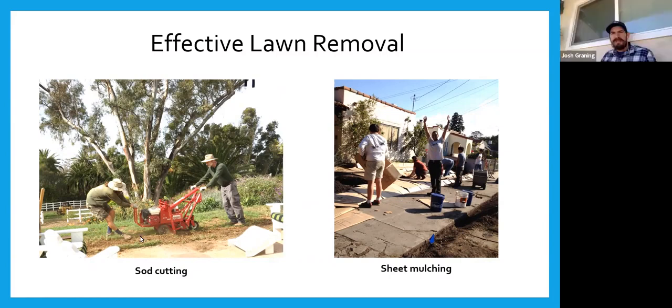Yeah, the method of sheet mulching and sod cutting gets you ahead of the game, and it starts to slow down this thing of grass that just keeps coming and coming and coming.